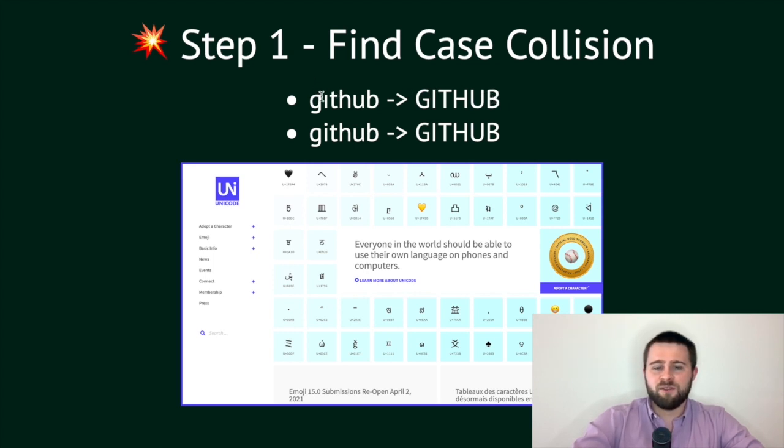The first one uses an I without a dot. This is a Turkish letter, and the one on the bottom uses the Latin I with a dot that we're used to using in English.